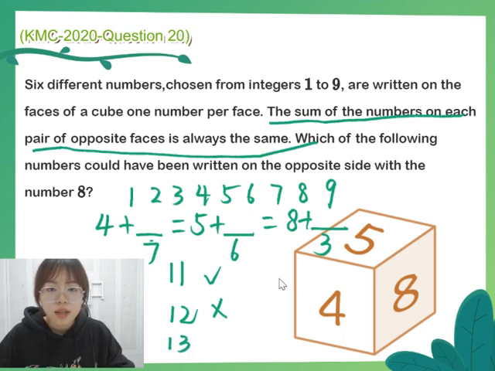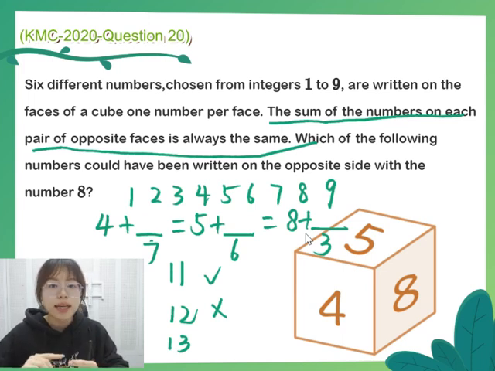If we want 13, what should we do? The 4 needs a 9 to make 13, and 8 needs 5. So 8 and 5, they should be adjacent. They can be adjacent, they should be opposite. So 13, no.